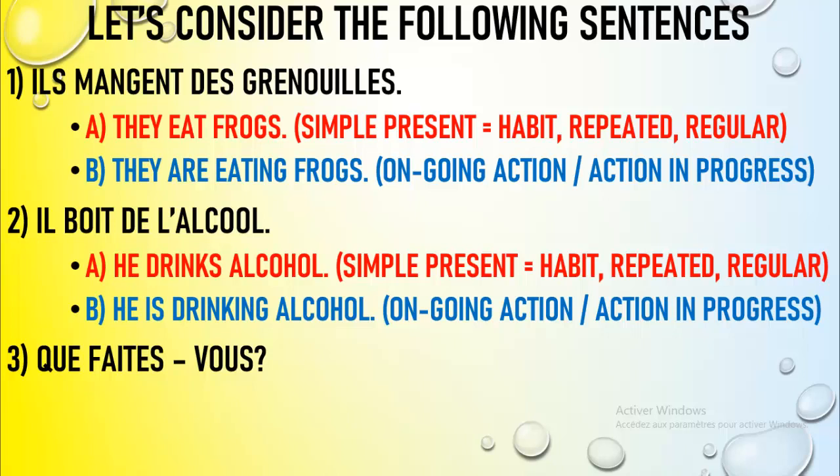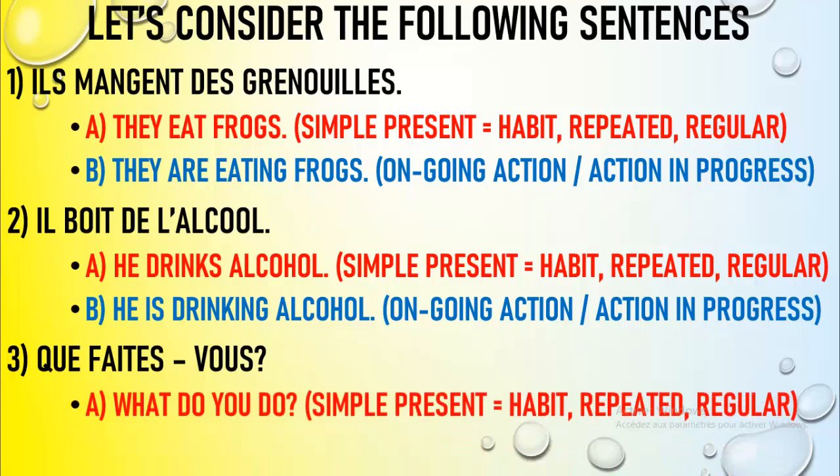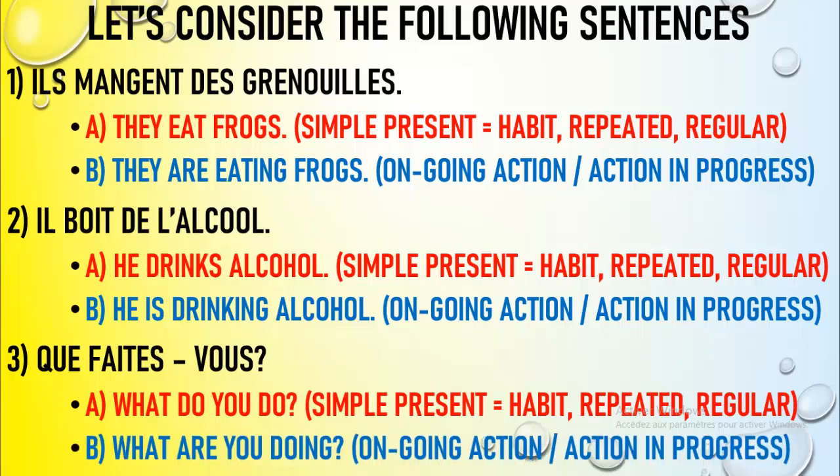Que faites-vous? Que faites-vous dans la vie d'habitude? J'enseigne, je vends, je danse, je chante. Ça, c'est l'habitude. Tu diras, what do you do? Habit, regular, repeated. Your job. What is your job? What do you do in your life? Mais si la question porte sur l'action qui se passe en ce moment même, qu'est-ce que tu fais en ce moment même? Qu'est-ce que vous faites en ce moment même? Que faites-vous dans ma chambre? Que faites-vous chez moi en ce moment? What are you doing in my room? Okay?